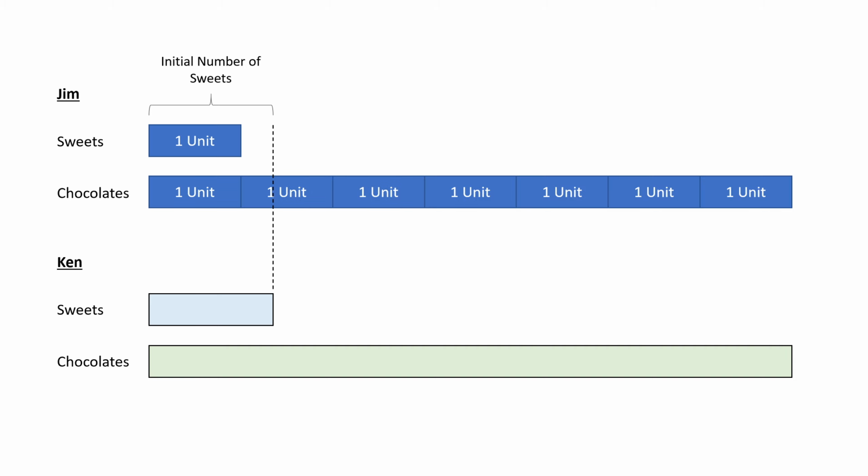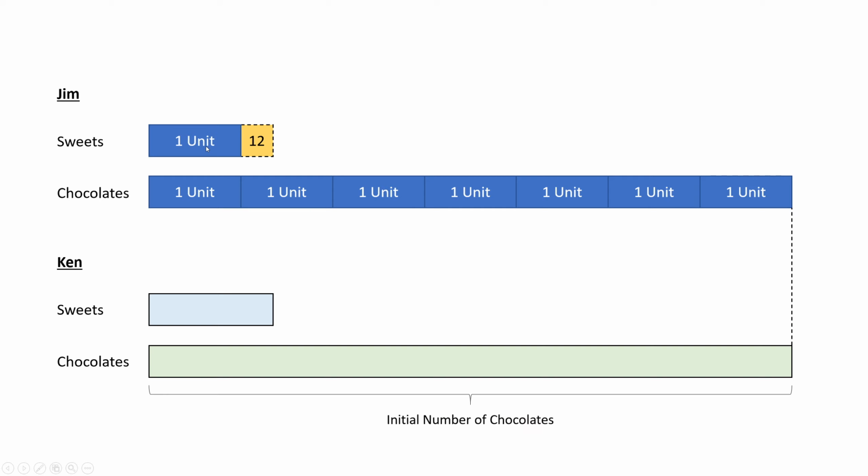Based on the question, after Jim had eaten the 12 sweets, his ratio of sweets to chocolates was 1:7. So 1 unit equals to 7: 1, 2, 3, 4, 5, 6, 7. We just show you the yellow box to illustrate the initial number of sweets, and after he had eaten 12, we have this dark blue section left.